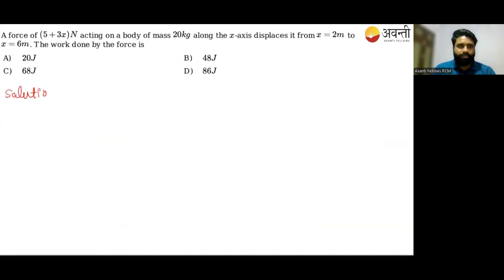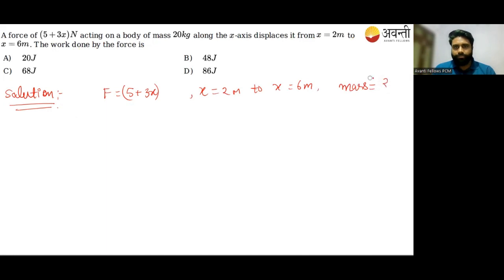This question is from the work, energy and power chapter. So here the force is given to you. F is equal to 5 plus 3x, acting on a body of mass 20 kg along the x-axis, displacing it from x equals 2 meter to x equals 6 meter. Now we have to find the work done by the force. We are provided with the limits, x equals 2 meter to x equals 6 meter, and the mass of the block is given as 20 kg.